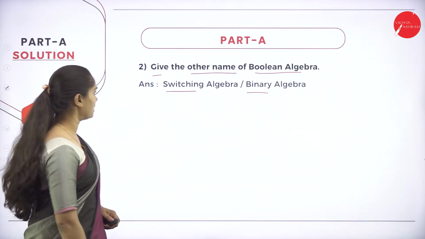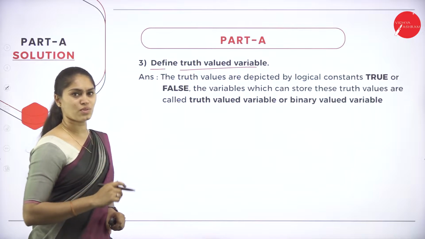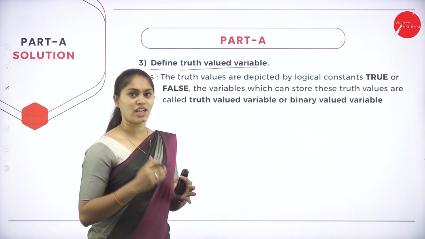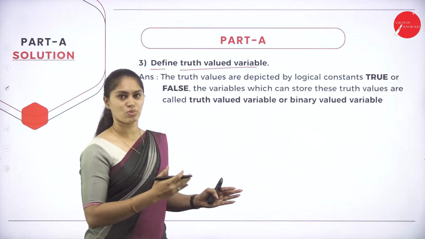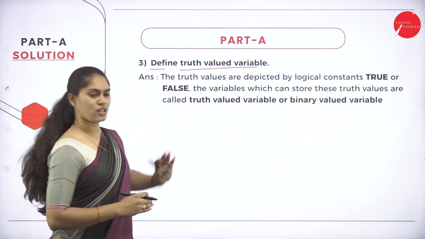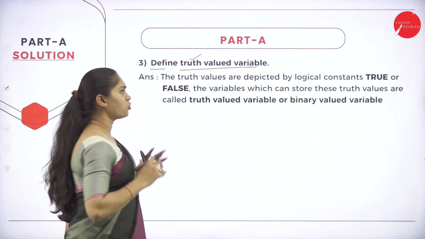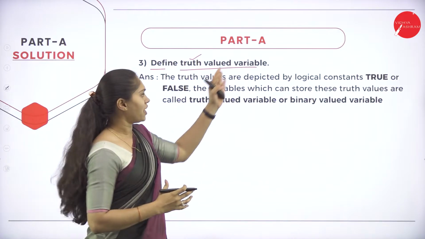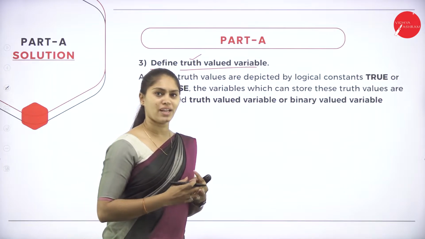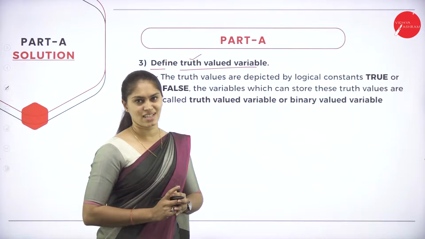We'll see question number 3, that is, define truth valued variable. As we all know, in chapter 2, Boolean algebra, you are going to get 2 questions in part A, that is 1 mark questions. This is the second question that we are getting in the Boolean algebra chapter itself. Here we need to define what a truth valued variable is. A variable holds some values. When that variable holds either a true or false value, then that kind of variable is considered as what?